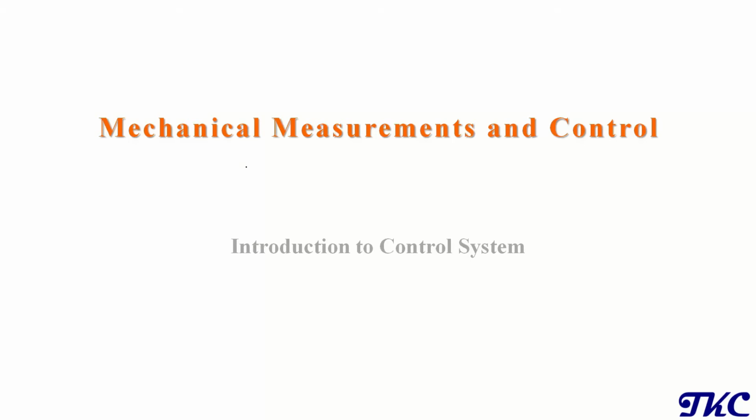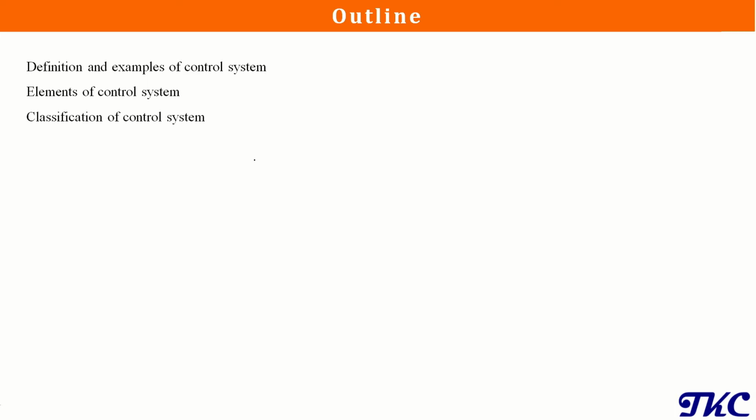Hello students, in this lecture we are going to discuss control system. So let's see what we are going to cover in this lecture. We'll start with the definition and examples of control system. Then we'll discuss the different elements that we have in control system. After that we'll discuss the classification of control system. Then we'll end this lecture by discussing the difference between open loop and closed loop system.